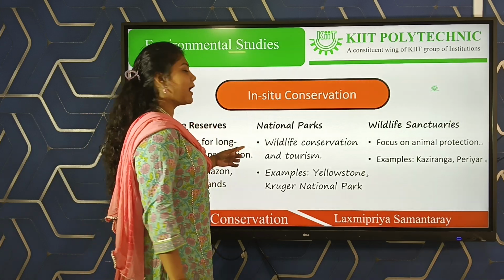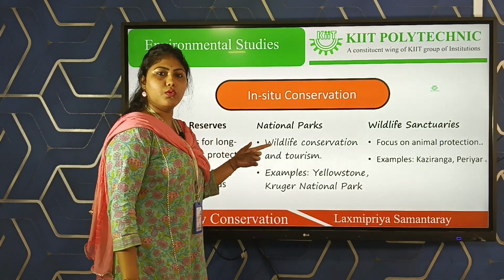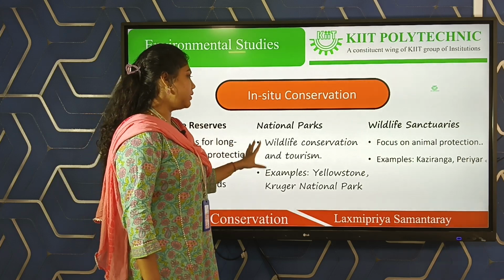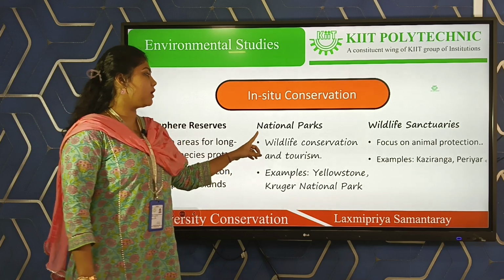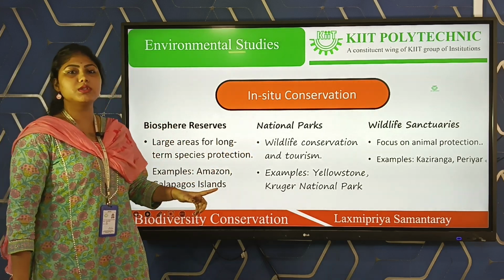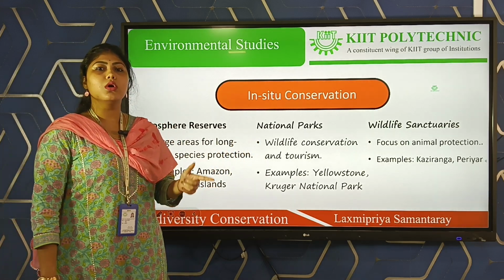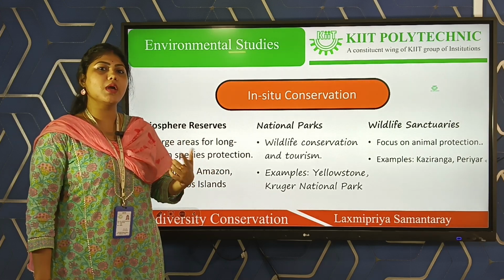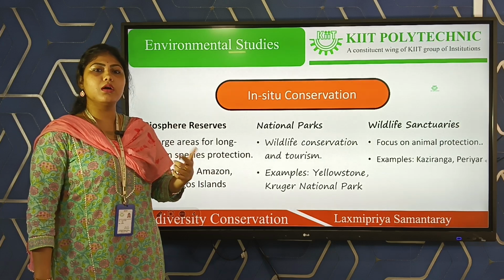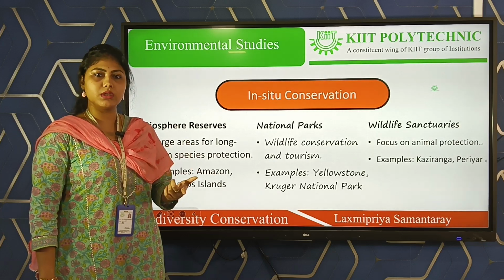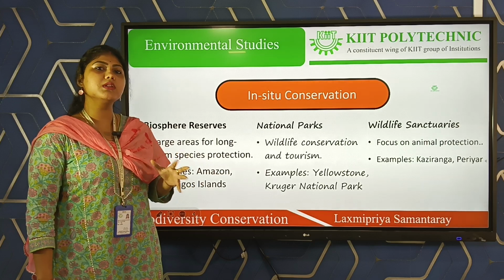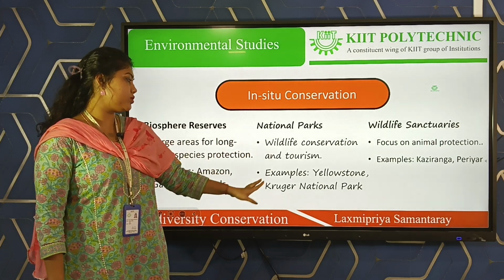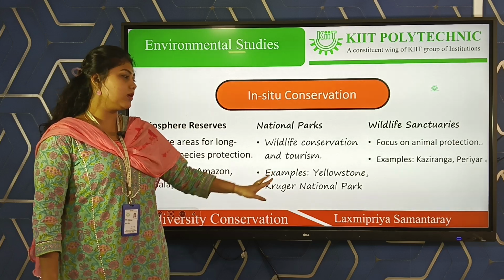We know we have 144 national parks, where we have to save our wildlife conservation and tourism. It means we cannot go by an illegal process. We have to follow the legal process. We have to take legal permission from our authorities. After that, we can go to the national parks. Examples are Yellowstone and Kruger National Parks.